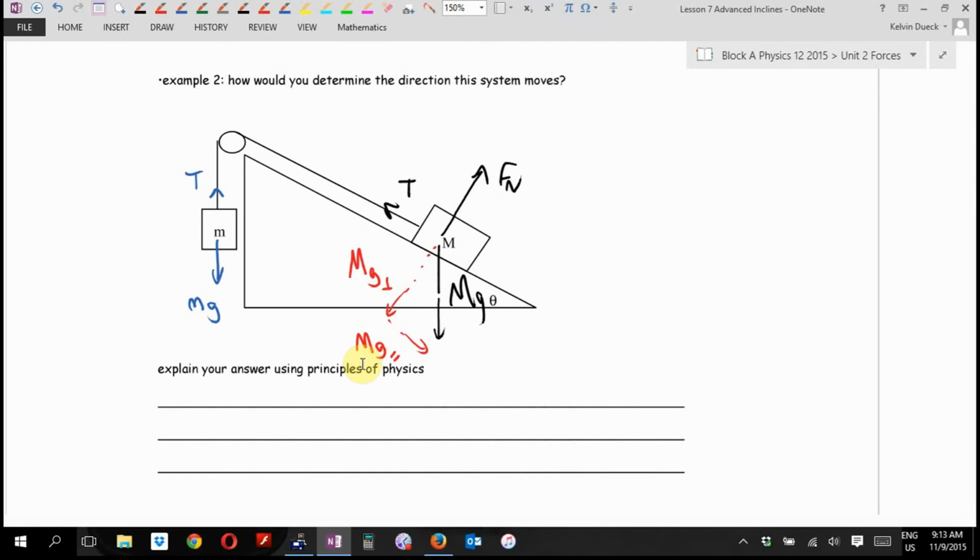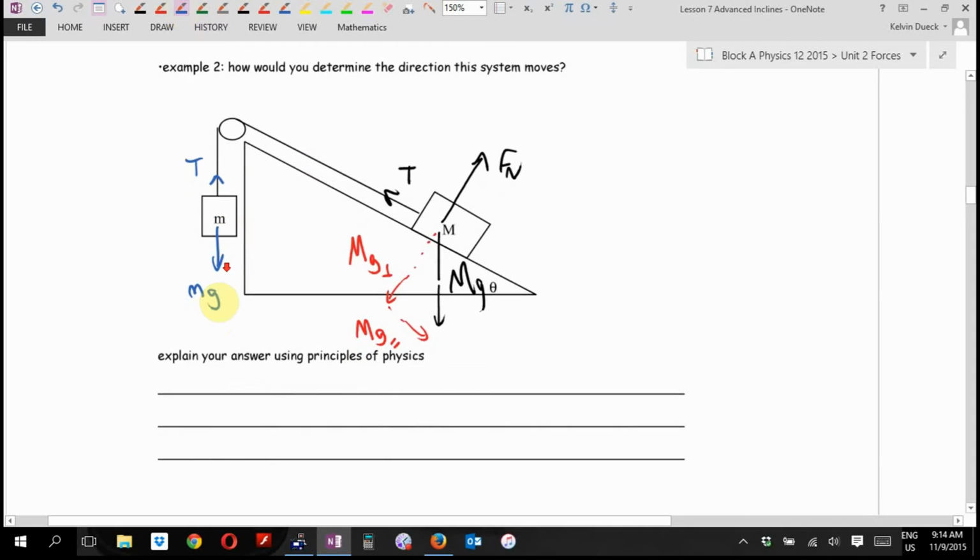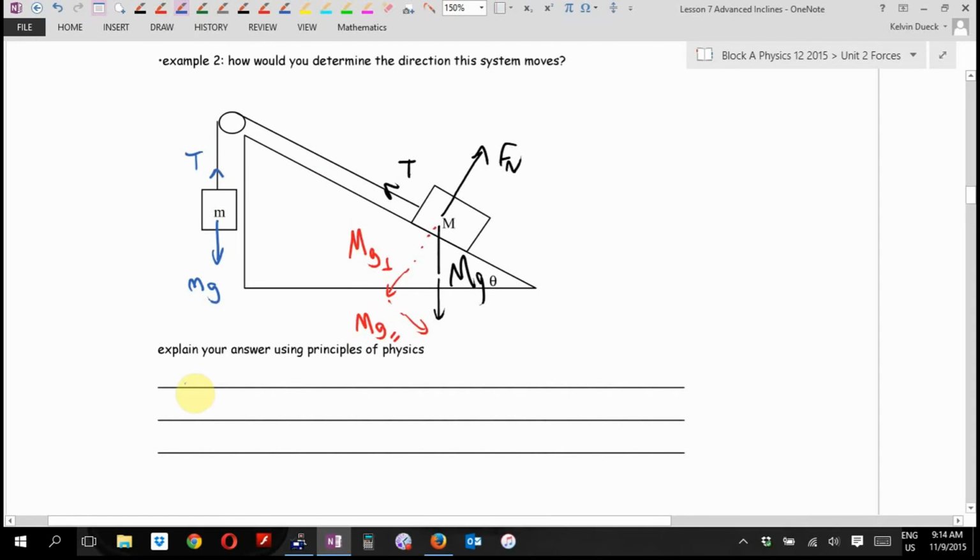So how can you tell which direction? Little mg versus big mg sine theta. Even on Rob's calculator, that wouldn't be that tough once you've done your free body diagram before you start writing the equation, to very quickly crunch and just compare the two numbers.